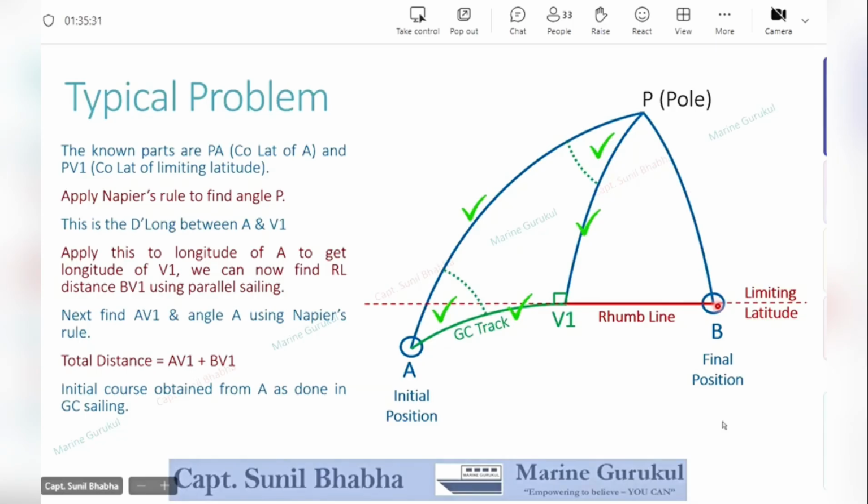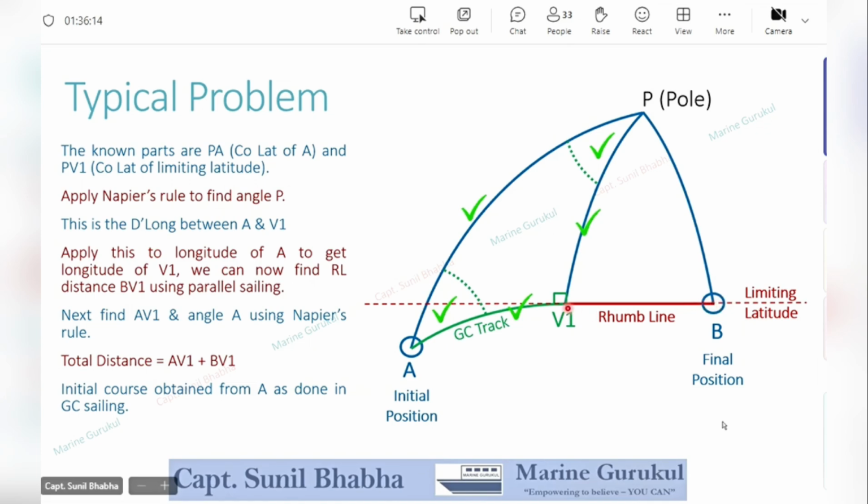If such a thing happens and the vertex comes outside this triangle, it simply tells us that in these types of questions, composite sailing is not required at all. Since the vertex is being achieved outside the triangle, it simply tells us that even if we follow a great circle track from alpha to Bravo, at no point of time will that great circle track be crossing the limiting latitude. It will always be below the limiting latitude. Since the vertex lies outside the triangle, it tells us that the highest latitude will be attained after crossing our destination position or final position.